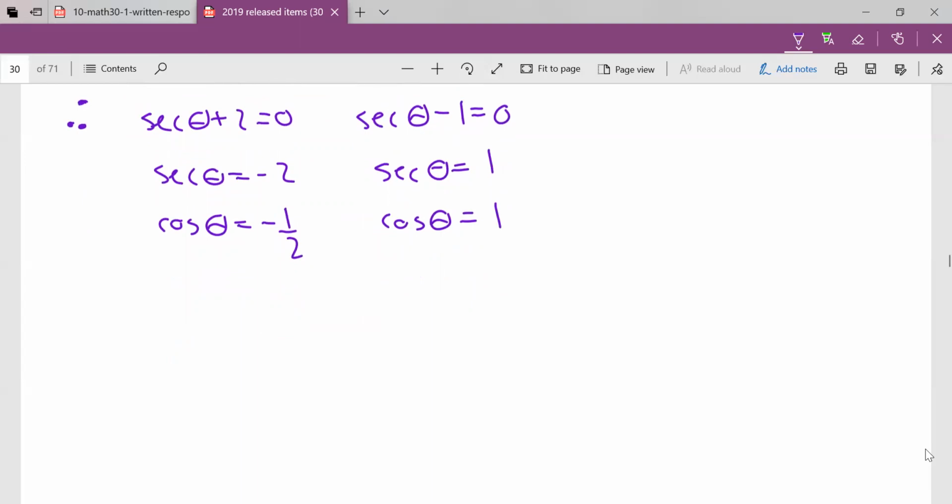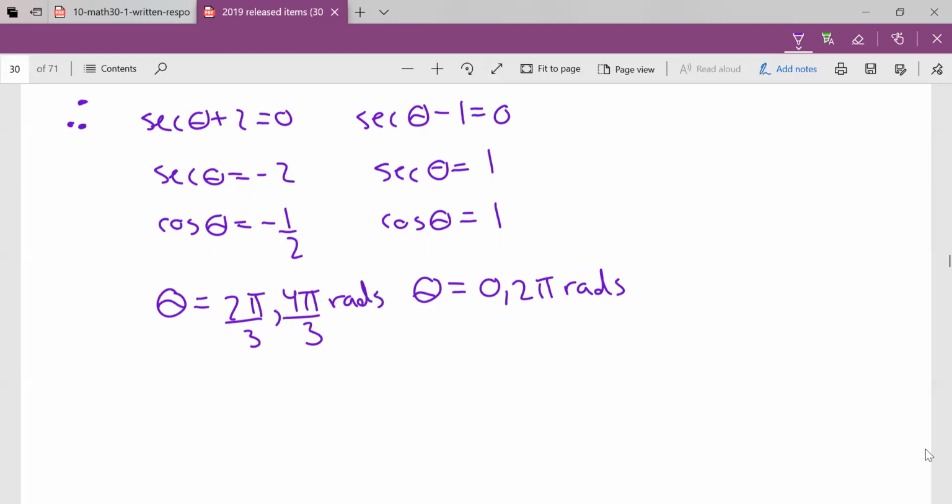Okay. Now, to solve this thing, you're either going to go to your unit circle or your special triangles, and I always solve myself from 0 to 2 pi first. So from 0 to 2 pi, cos is -1/2 at 2 pi over 3, and at 4 pi over 3. And from 0 to 2 pi, cos is 1 at 0 and 2 pi. Rads. And I would prefer myself if we wrote rads behind everything. I think we should, but you don't have to.